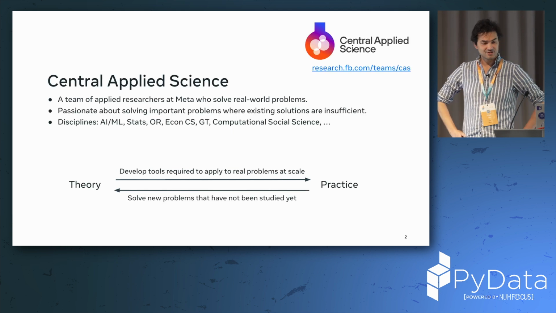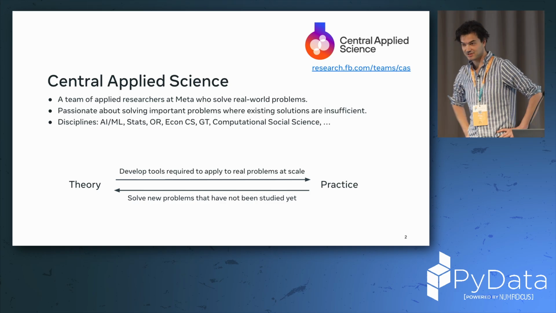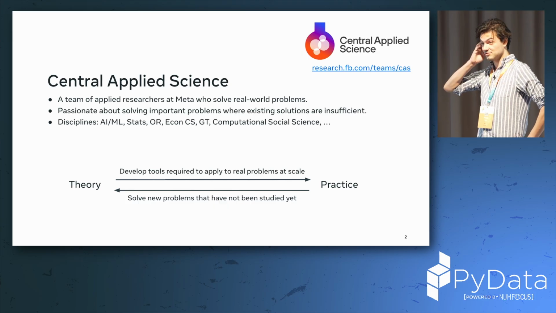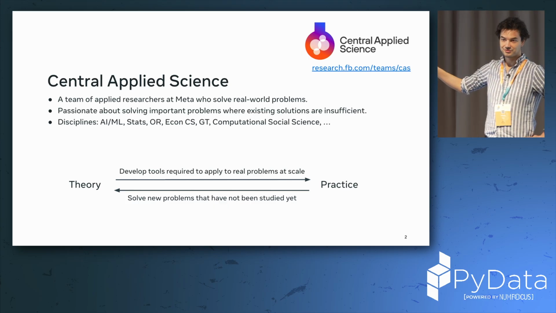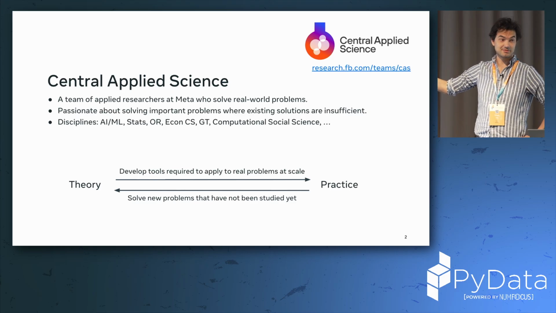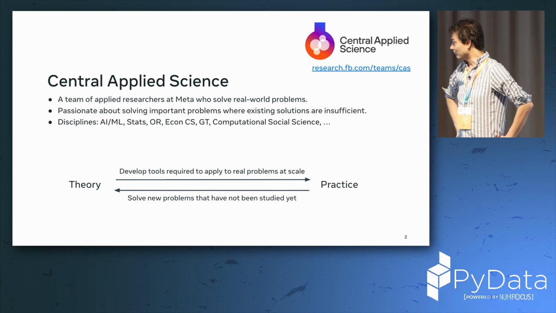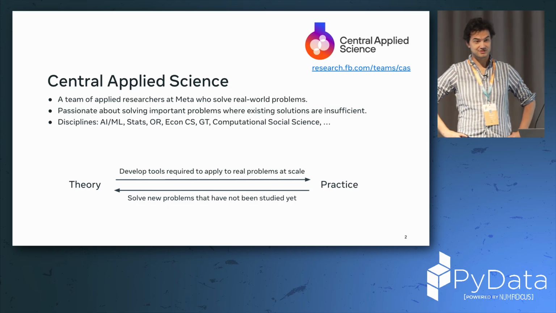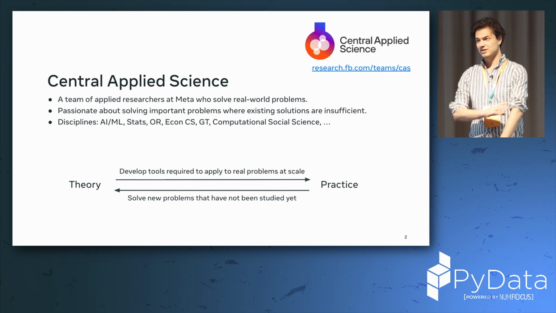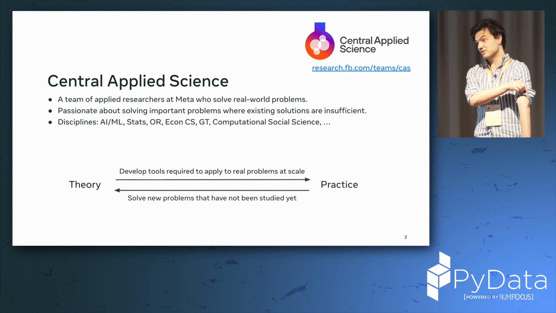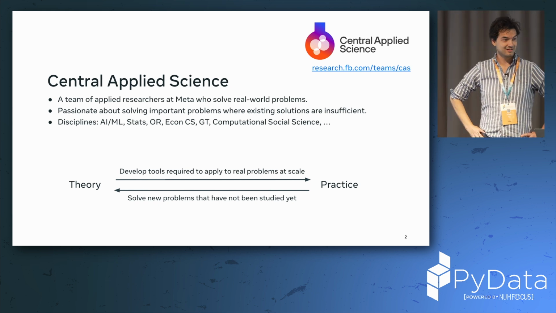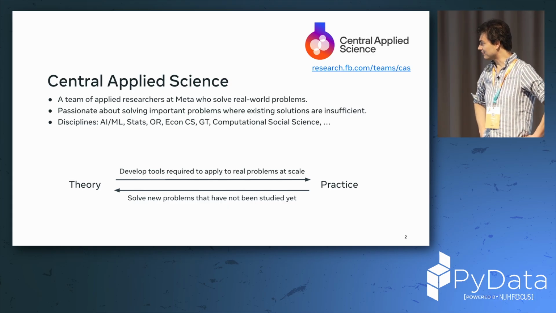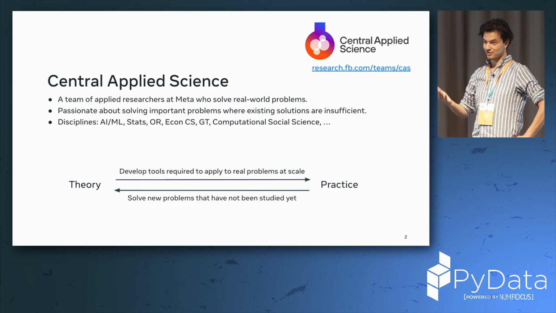So, the first slide is about our team. We're Central Applied Science, a team of applied scientists who do research that's inspired by real-world problems. We collaborate with teams and machine learning engineers from across the company, teams from integrity, teams who work on ads, on ad auctions, teams who work on feed ranking, and all kinds of practical problems like that. And we try to help them, but from a more academic perspective.